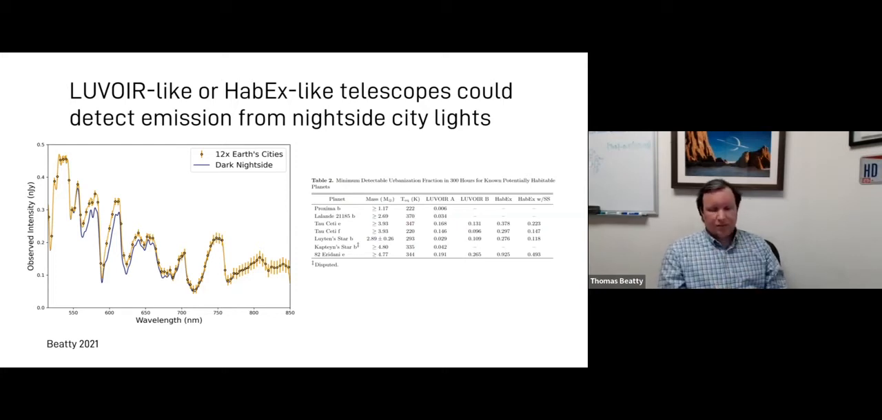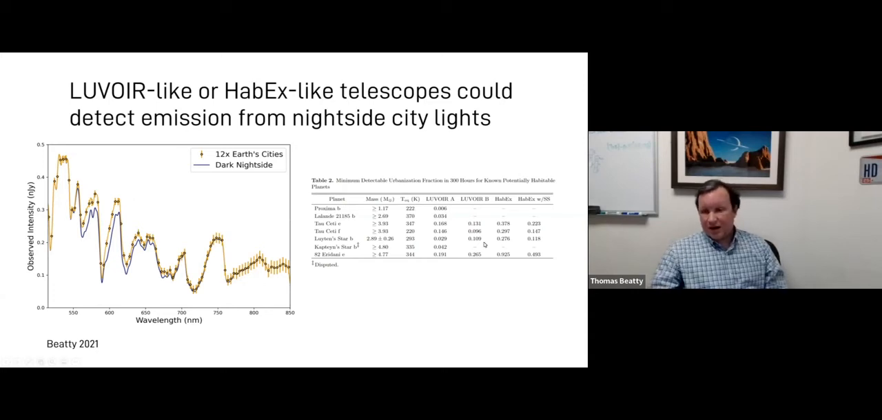LUVOIR and HabEx have both had major parts of their reports devoted towards looking for biosignatures using direct imaging observations. Those same direct imaging observations, at about the amount of time you would require to look for a biosignature, would also meaningfully be able to detect city light emission from the night side of these planets.